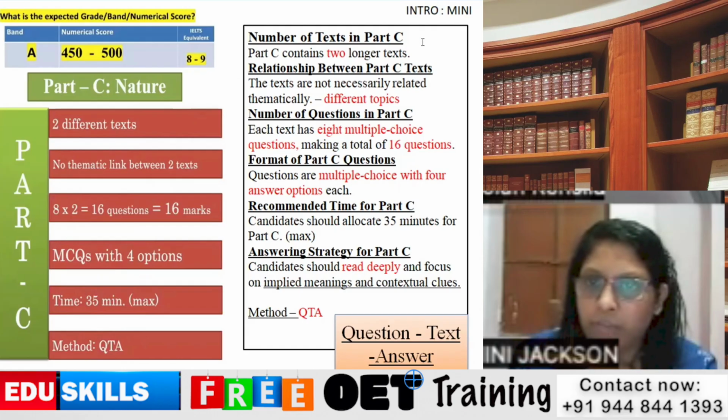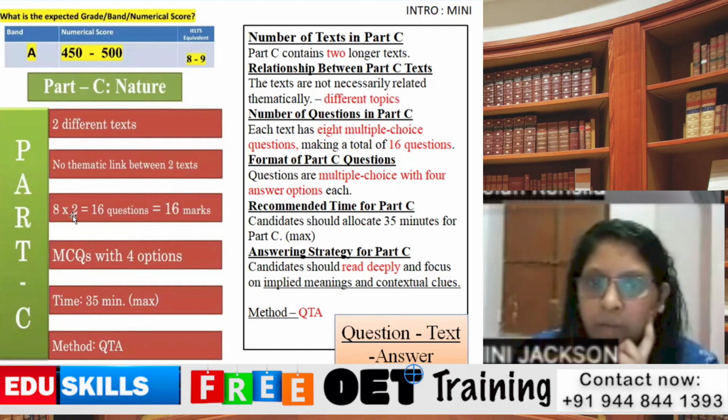Number of texts in Part C: it contains two longer texts. The relationship between the Part C texts is that they are not necessarily related thematically; they are on different topics, and both extracts will be different. The number of questions will be 8 multiple choice questions from each part, so 8 into 2, that is 16 questions. The format of the Part C questions will be multiple choice.